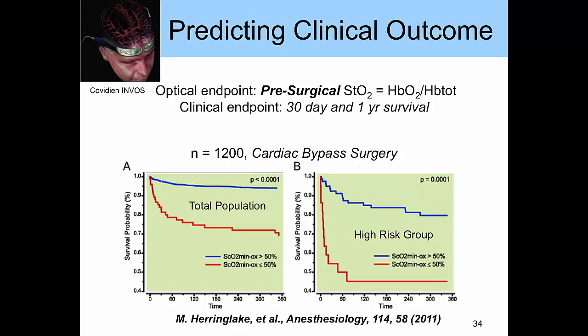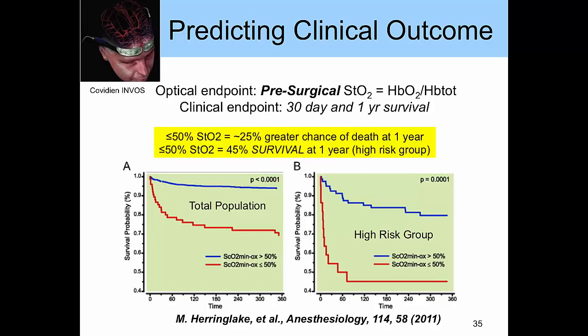So a commercial instrument measured 1,200 people's brain oxygenation, and then they did the ultimate outcome measurement. These are called survival curves. So they looked to see how long these people were still alive after the surgery, after bypass surgery. And the interesting thing that they found is that if you look at the total population, if your brain oxygenation before you even went into surgery was less than 50%, then you had a 25% greater chance of death at 1 year.